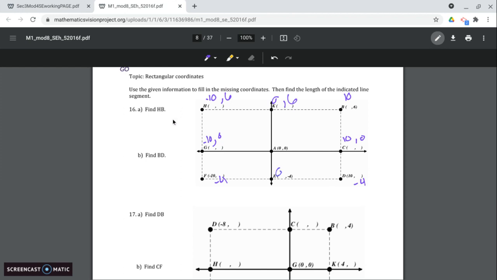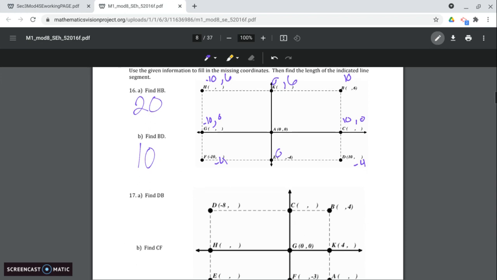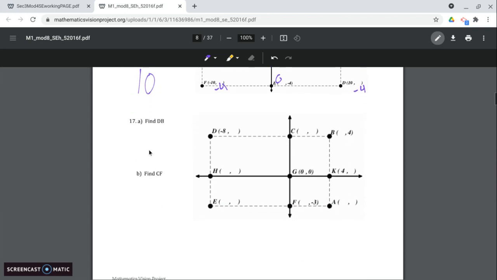So lots of zeros. Now, between H and B, how far are we going? From -10 to +10, which is going to give us 20. Then from B to D, from 6 to -4, that's going to be 10. So that's what you're looking at doing for 17. Fill in the rest of the coordinates. Make sure you do that, and then find the distances between DB and CF, okay?